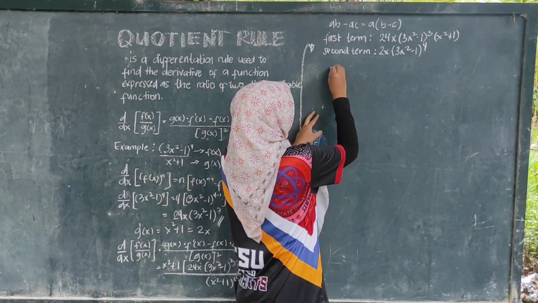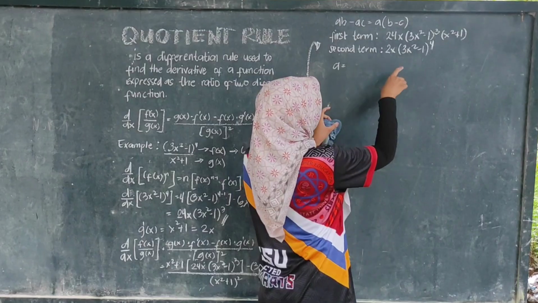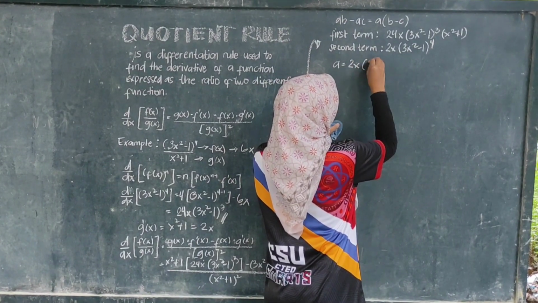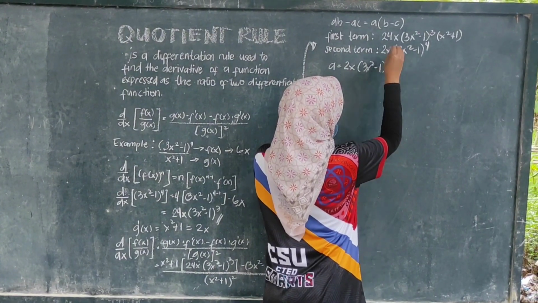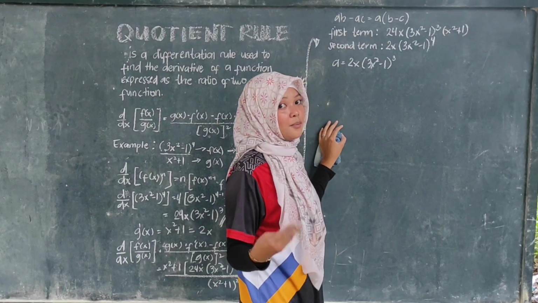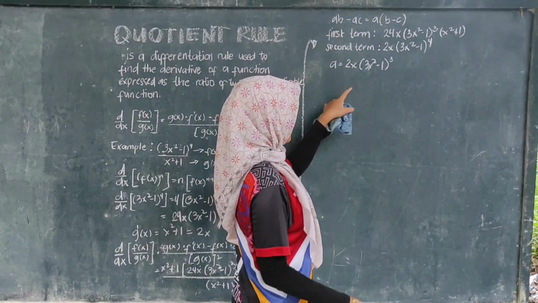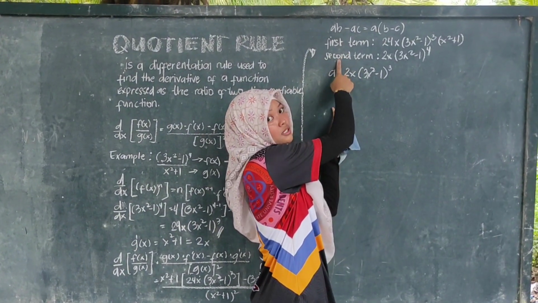Since the common term is 2x and (3x squared minus 1) to the power of 3, that will be our A. So our A is equal to 2x times (3x squared minus 1) to the power of 3. To get the B and C, we will divide each term by A. So the first term will be our B and the second term is our C.